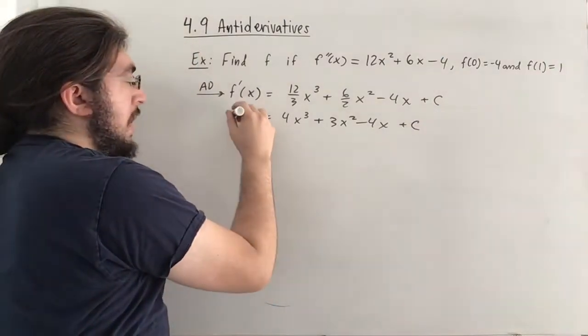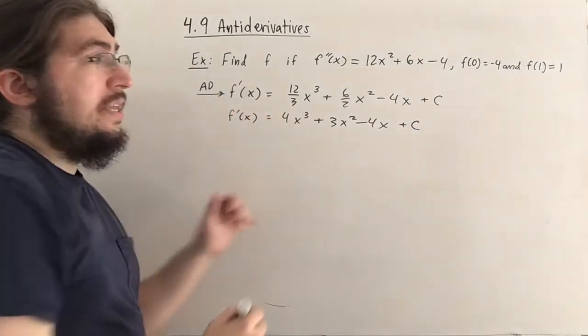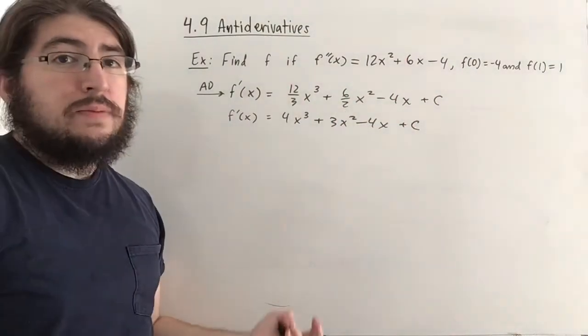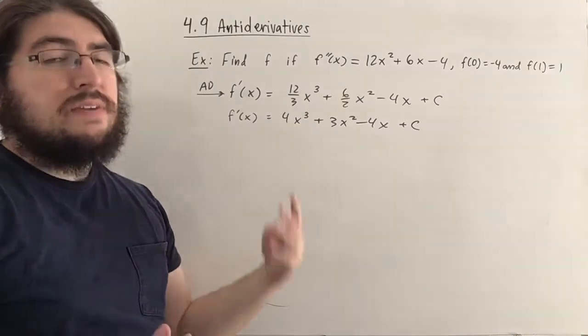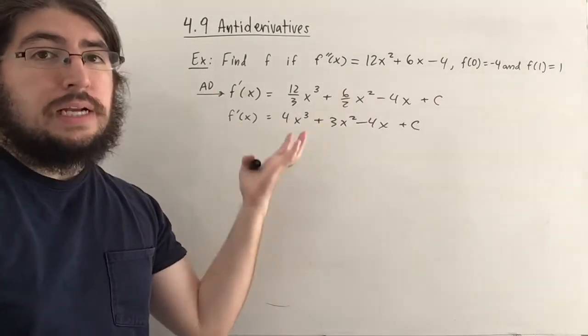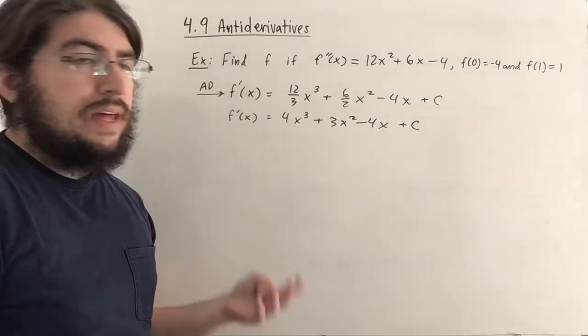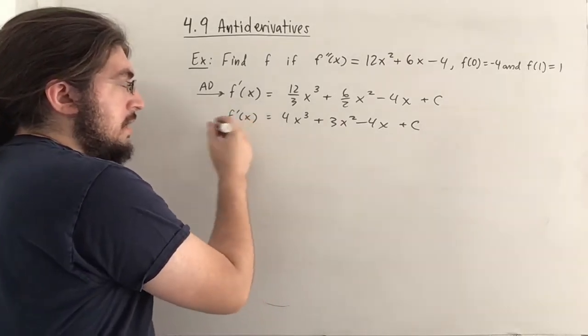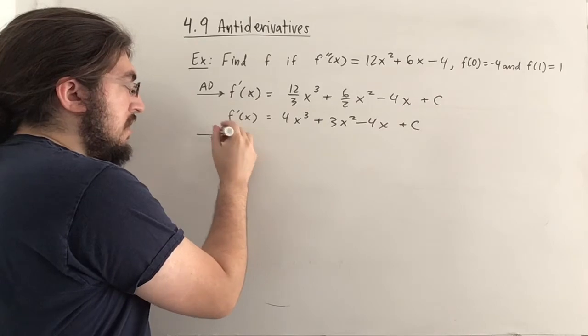Now this is f prime, so we can't actually use any of these evaluations yet because none of them are f prime of something, it's just f of something. Which is possible, you can have an initial condition that actually involves f prime and not just f. We'll actually see an example of that after this. But now we need to do the antiderivative once more to get to our original function f.